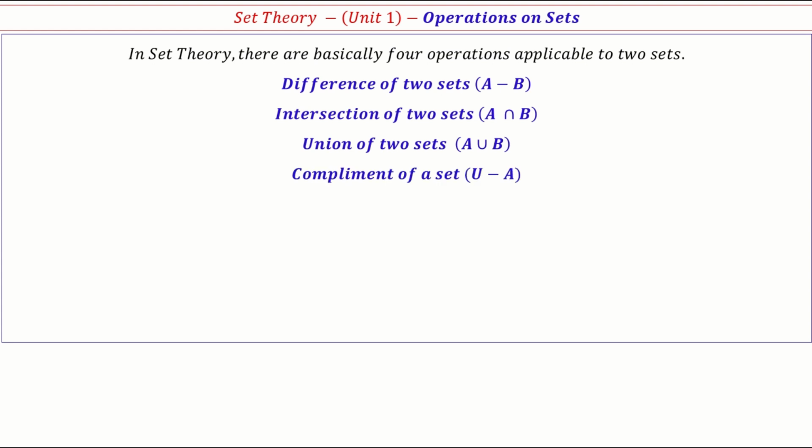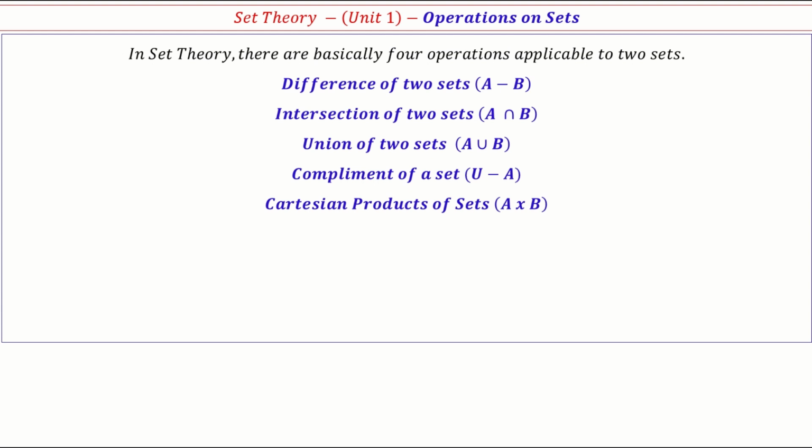OR operation. Complement of a set. A dash, it's called A dash. A dash is defined as universal set minus A, which means in words, it is all the elements which are not present in A. How do you get all the elements? Universal set is your standard, right? So universal set minus A.